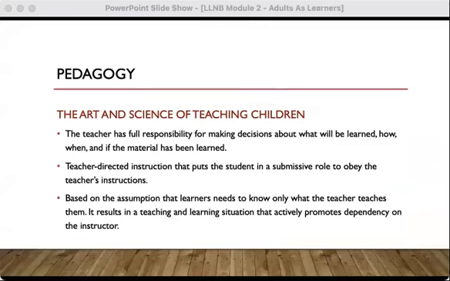Pedagogy. This is the art and science of teaching children. The teacher has full responsibility for making decisions about what will be learned, how, when, and if the material has been learned. It's teacher-directed instruction that puts the student in a submissive role to obey the teacher's instructions. And it's based on the assumption that learners need to know only what the teacher teaches them. It results in a teaching and learning situation that actively promotes dependency on the instructor.